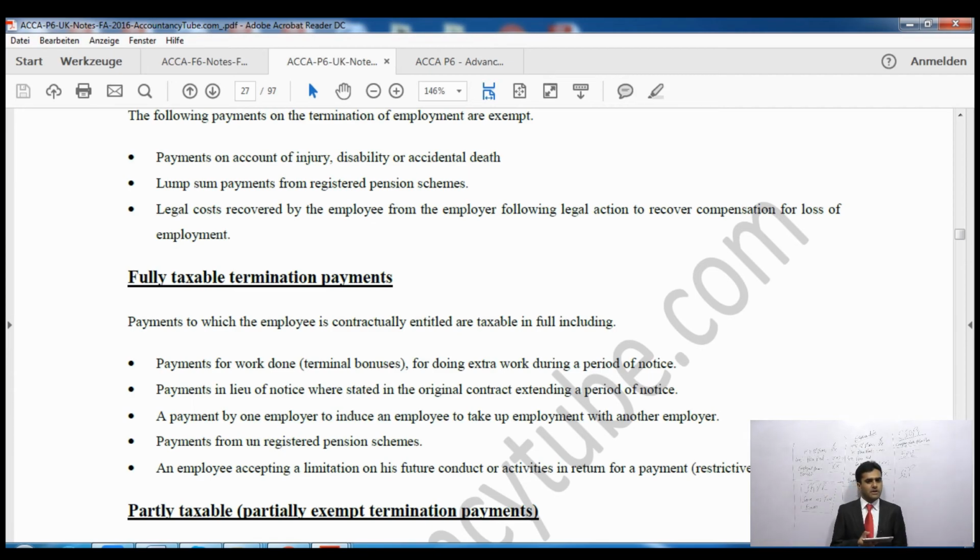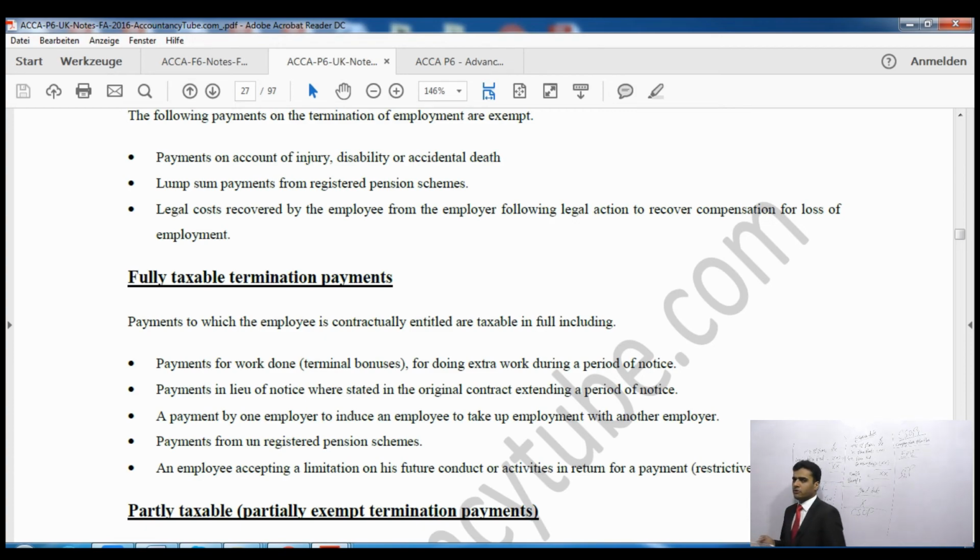Now, what would happen is that restrictive covenant simply means that when you finish employment with someone, you cannot work for any other person for a specific period of time. All right, so that is known as a restrictive covenant.